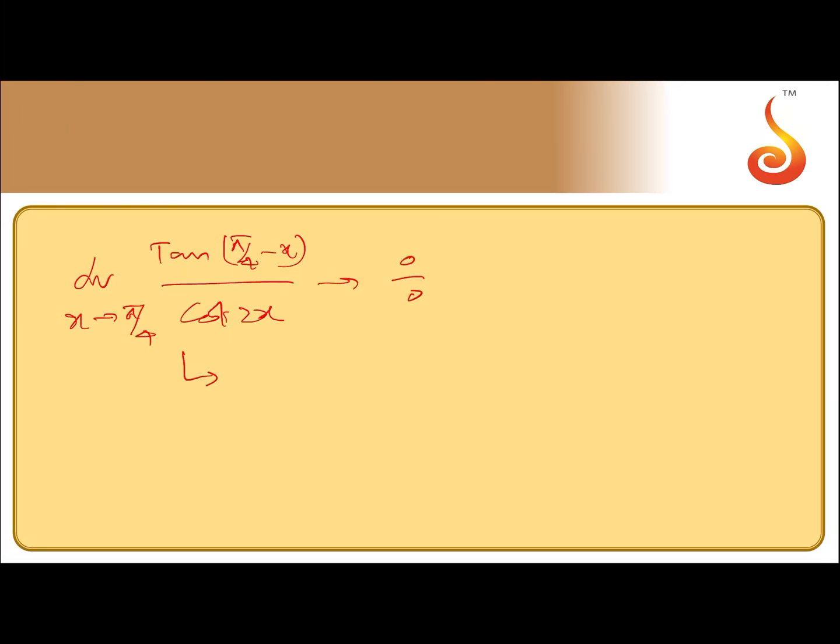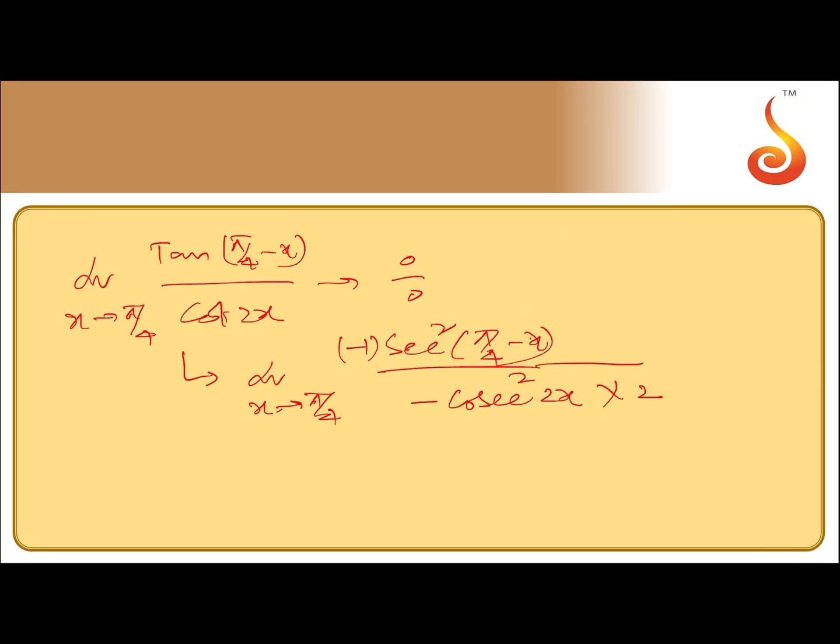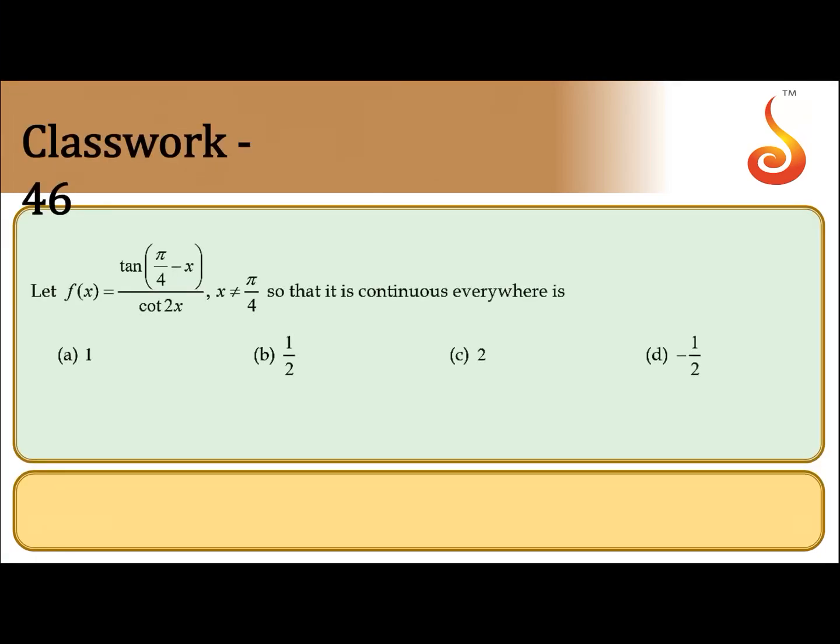As it is in the form of 0 by 0, I can apply the derivative concept, limit as x tends to pi by 4. The tan derivative is secant square of (pi by 4 minus x), and the derivative of the inner part is minus 1, divided by the cot derivative, minus cosecant square 2x multiplied by 2. Of course, when x tends to pi by 4, this value happens to be 1, and this value is also 1. So with the minus minus cancellation we get 1 by 2. So the value of the function at pi by 4 is equal to 1 by 2. You are asked to calculate f of pi by 4 in this problem, provided the function is continuous.